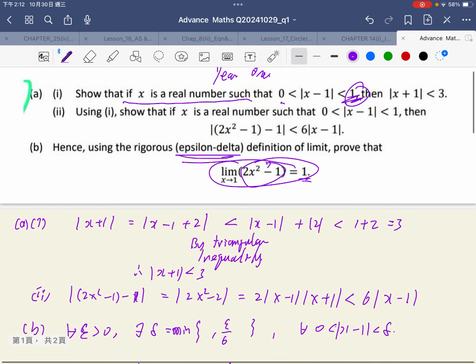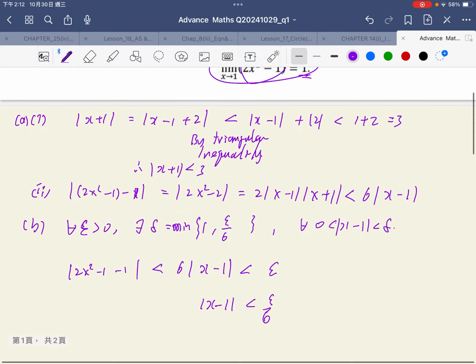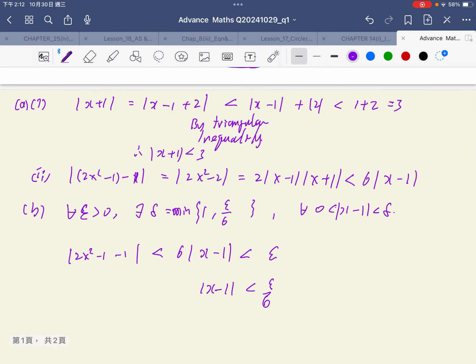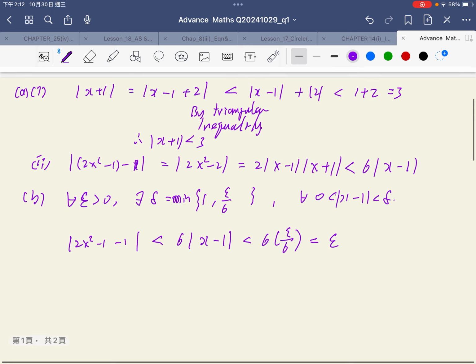It is just a critical number only. Okay, then I erase here. We have absolute x minus 1 less than delta, and delta I take as the minimum of 1 or epsilon over 6. Therefore, this is less than 6 times epsilon over 6, which is equal to epsilon.